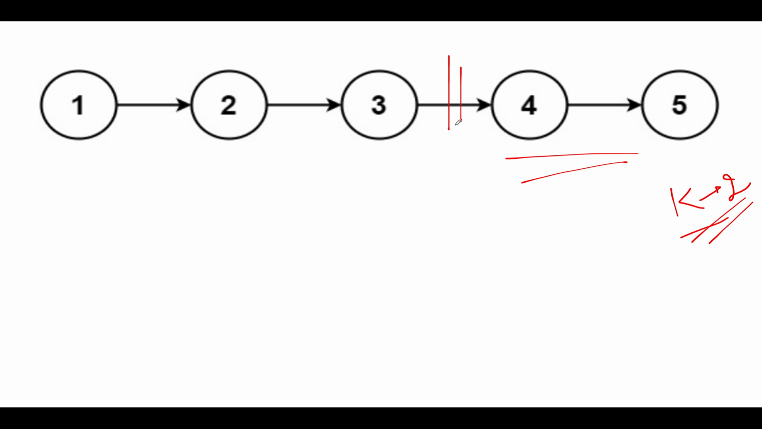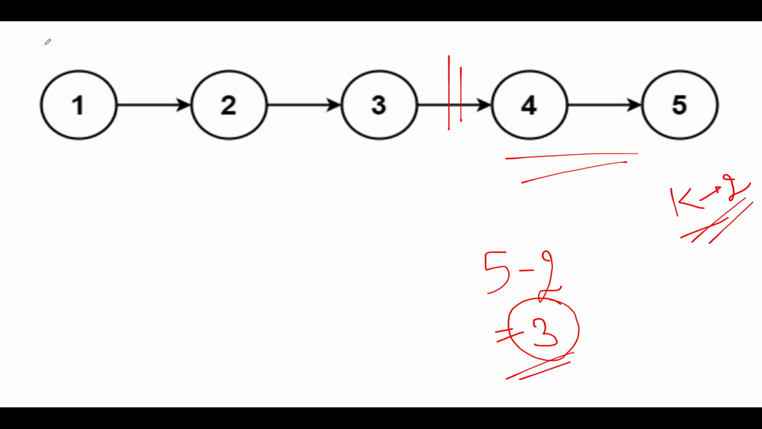Now, how can we identify this breakage point? It's pretty simple and straightforward. You calculate the length of the linked list. What is the length of the linked list? The length happens to be 5. What is the value of k? The value of k is 2. So 5 minus 2 gives you the index at which the breakage needs to happen. So the breakage needs to happen, as per this case, at third index.